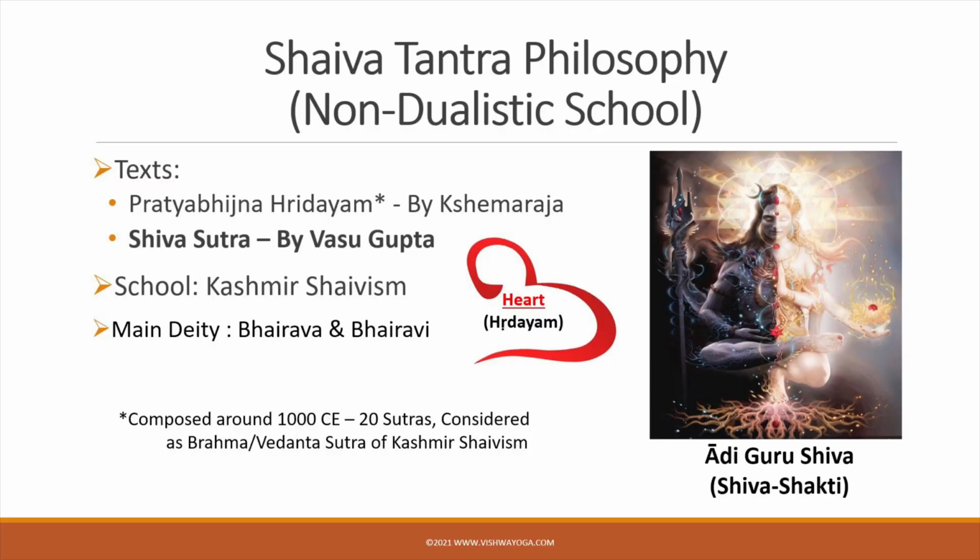So, what is my primary source? My primary source of this Shaiva philosophy is based on the text Pratyabhijna Hridayam, which means the heart of recognition. It belongs to the non-dualistic Shaiva school called Kashmir Shaivism. This text was written around the 10th century by Kshemaraja, who was a disciple of the great master Abhinavagupta.